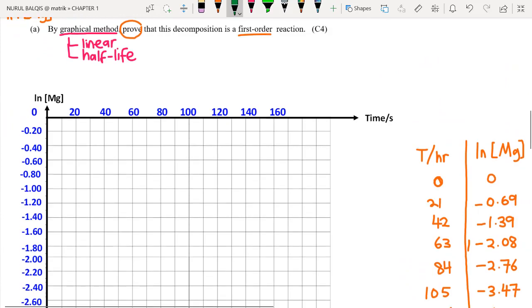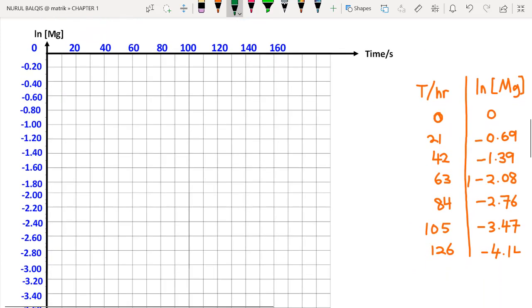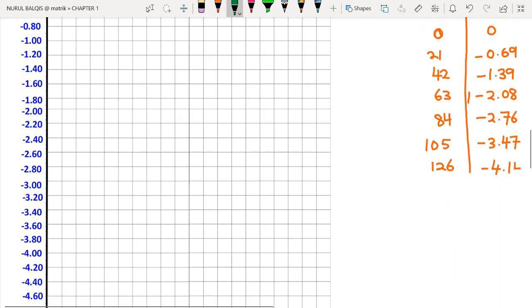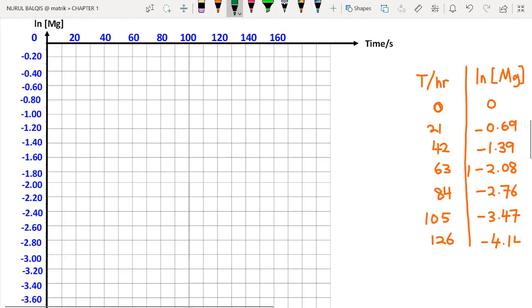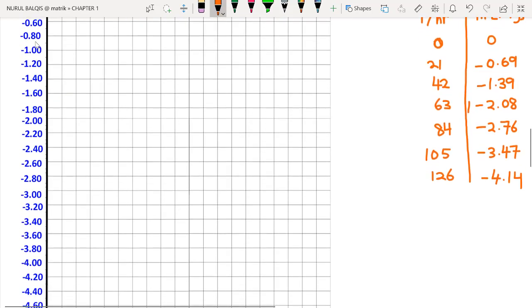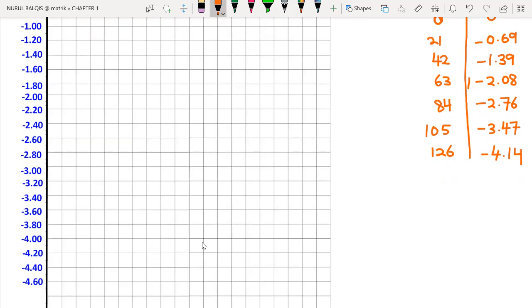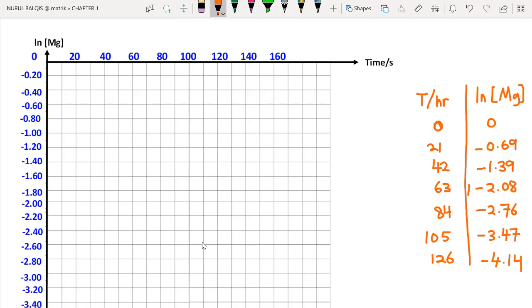So let's check. Your hours should range from 0 to 126, so I have made uniform scales of 20 until 160. And then for ln mg, we have the lowest value of negative 4.14 and the highest value as 0. So we'll start with 0 and go down here until negative 4.6. Now you have to plot all these points correctly in order for you to get marks.